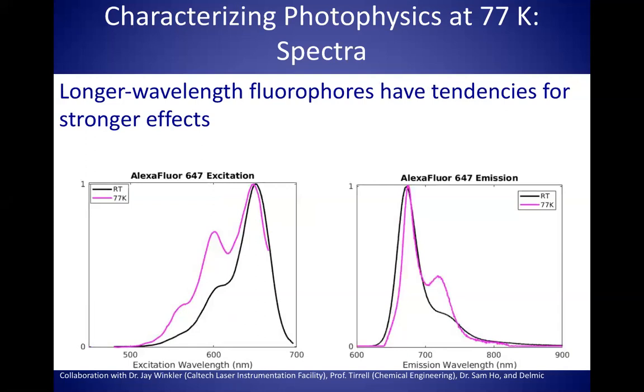Unfortunately, longer wavelength fluorophores have a tendency to show stronger effects. The reason this is unfortunate is that these are farther away from the wavelengths that are typically associated with autofluorescence in eukaryotic cells. So given the choice, many of us would prefer to use a red or a blue fluorophore, but these are the ones that are going to be more strongly affected by the temperature. And you can see this in the Alexa Fluor 647.